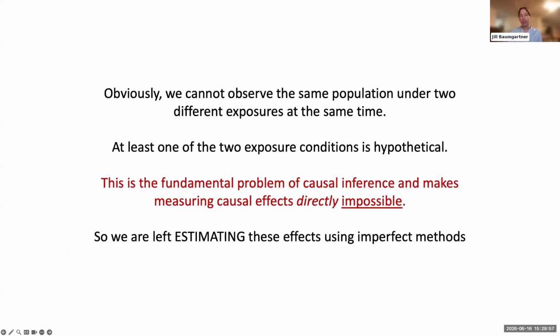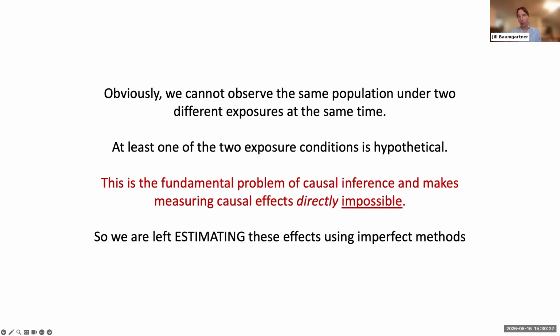But of course, we can't actually observe both realities at once, right? It's not possible to do. This parallel universe thing doesn't actually exist. And that's the fundamental problem of causal inference, right? We would have to live in a parallel universe to do that. And so in any study, at least one of the two exposure conditions is going to be hypothetical. So we have to figure out other imperfect methods to try and do that.